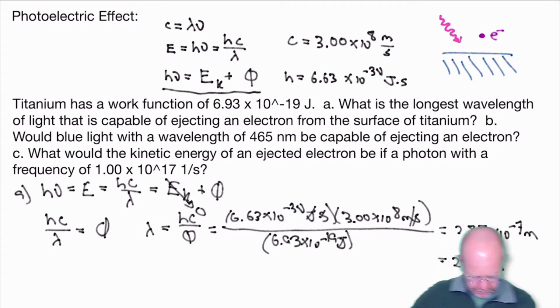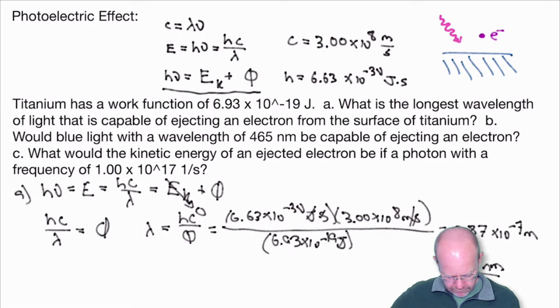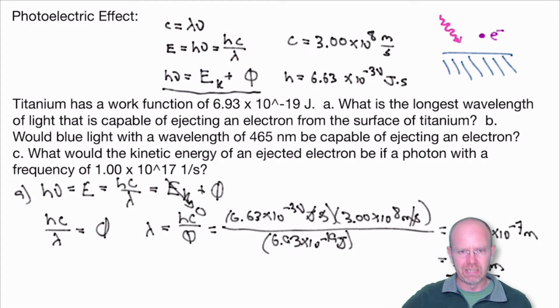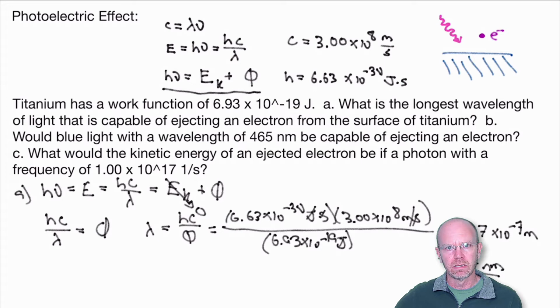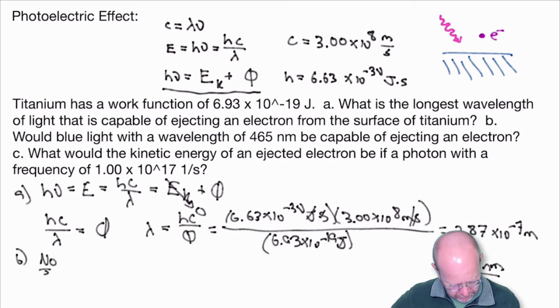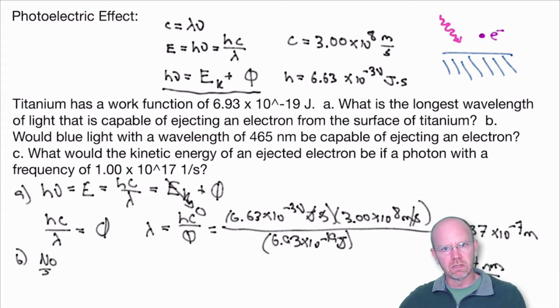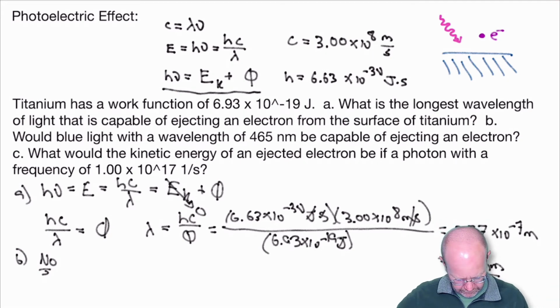Let's just read B. Would blue light with a wavelength of 465 nanometers be capable of ejecting an electron? Well, based on question A, we know that 287 nanometer light is the longest wavelength of light that would work. So the answer is no, it wouldn't be. So we wouldn't eject any electrons. You could shine as many photons of blue light as you want, but none of those photons have enough energy to eject any electrons, even if you're just flooding the surface with light. So there we go.